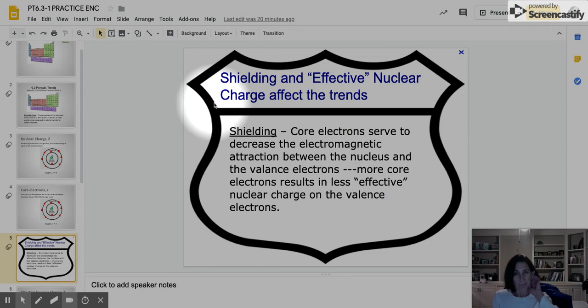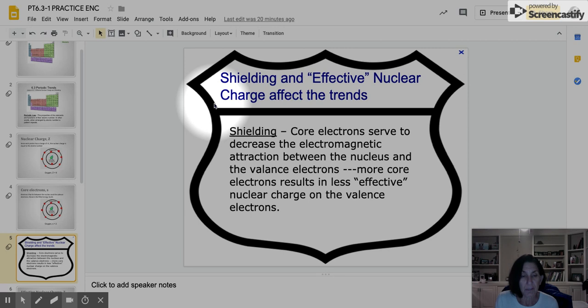Shielding and effective nuclear charge. So shielding, what this means is that the core electrons, they kind of protect those valence electrons from the positive charge of the nucleus. So they decrease its effect on the valence electrons. And remember, the valence electrons are the ones that are reacting. So those are the ones that we're very interested in.